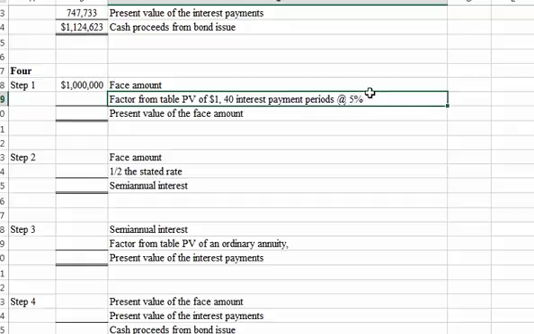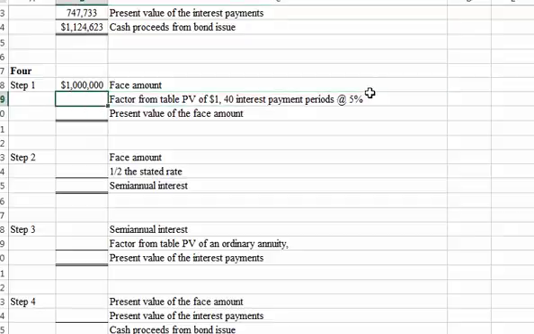We'll go to our table. Present value of $1 on P-2 in the back of your book. Come down to 40 periods, that's all the way at the bottom, and across to 5%, 0.14205. Then we'll multiply these two together. You get $142,050. See, that's pretty amazing, isn't it, you guys?